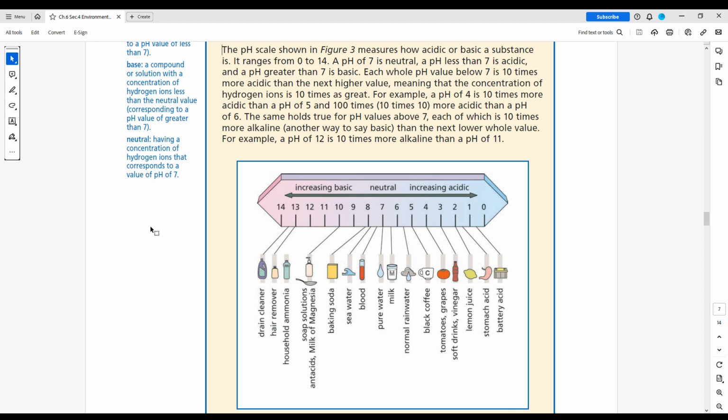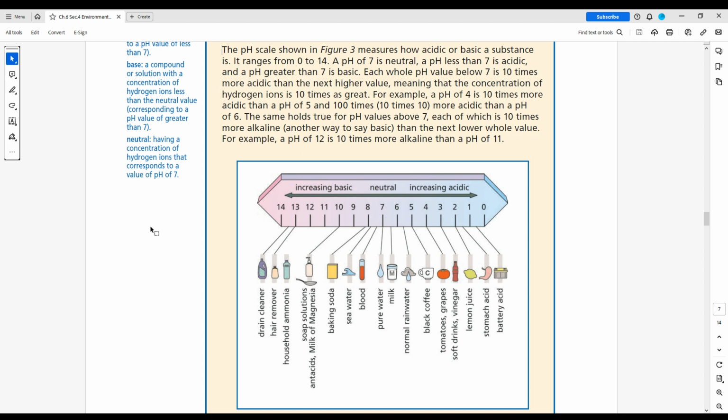Each whole pH value below 7 is 10 times more acidic than the next higher value, meaning that the concentration of hydrogen ions is 10 times as great. For example, a pH of 4 is 10 times more acidic than a pH of 5 and 100 times, 10 times 10, more acidic than a pH of 6.